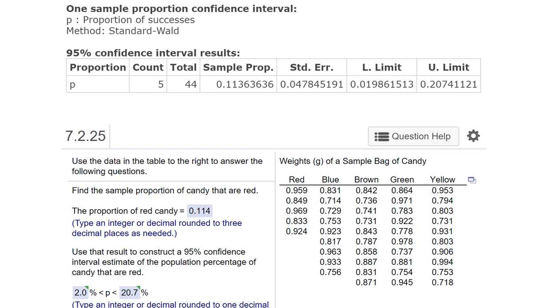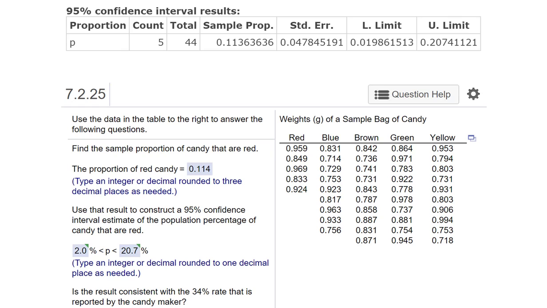I hope that helps. There is a third part. I'm going to let you think about that third part. The third part reads, is the result consistent with a 34% rate that is reported by the candy maker? So the candy maker says that 34% of these candies are red. This looks like a bag of M&Ms, doesn't it? So the candy maker says 34%.